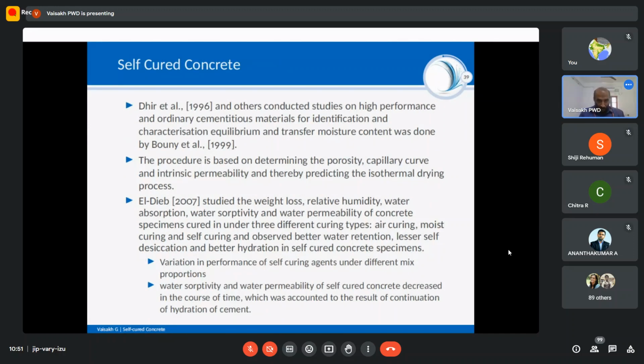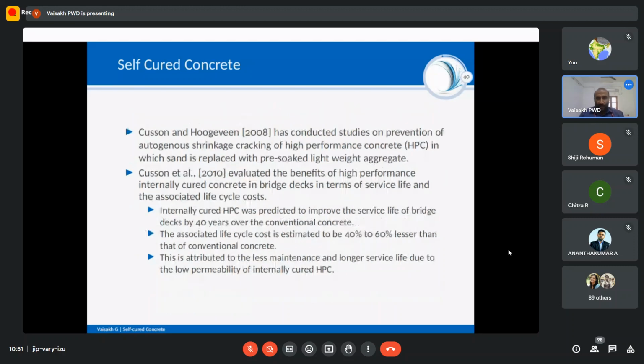Again, studies are done on self-cured concrete, on high performance and ordinary cementitious materials and different types of materials, the procedures, the permeability, isothermal drying, weight loss, relative humidity, everything. So, prevention of autogenous shrinkage cracking of high performance concrete in which sand is replaced with pre-soaked lightweight aggregate, and here, as I have mentioned earlier, people have tried different methods.